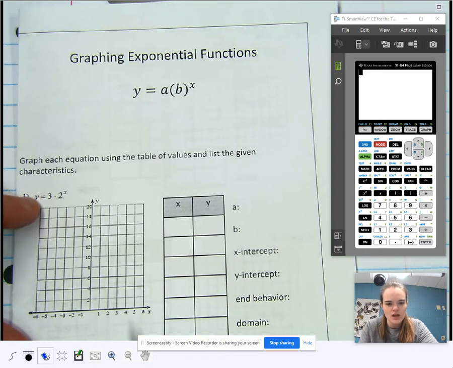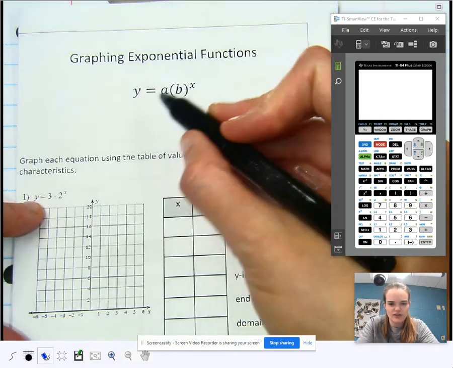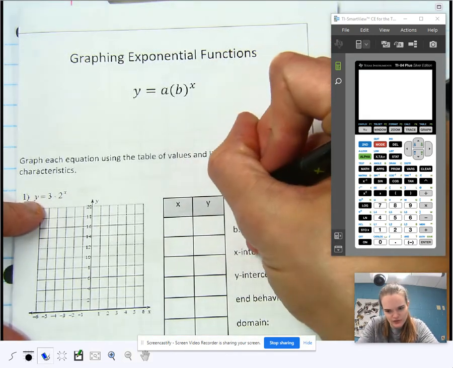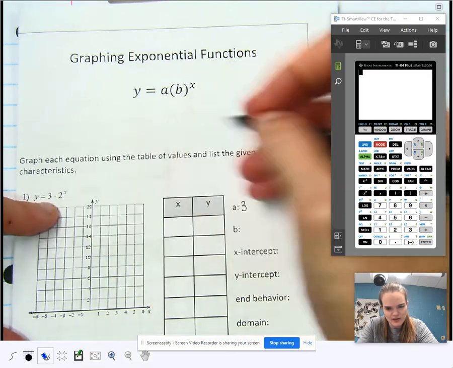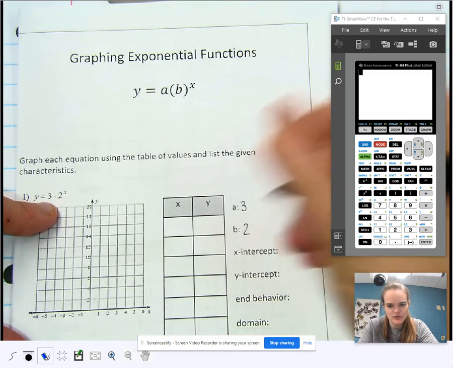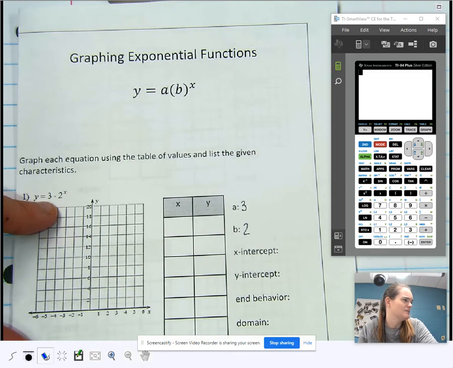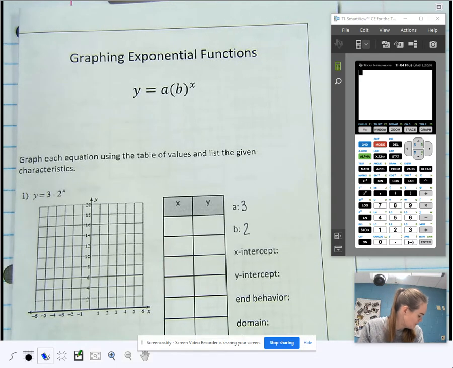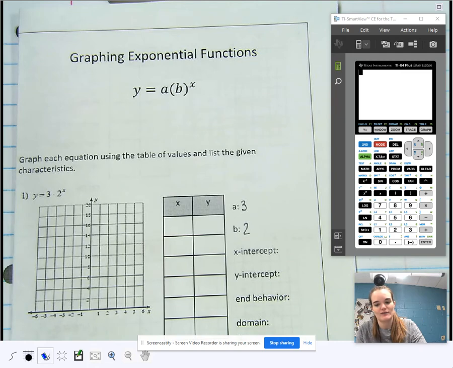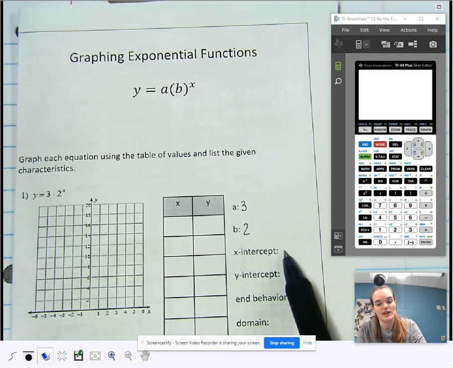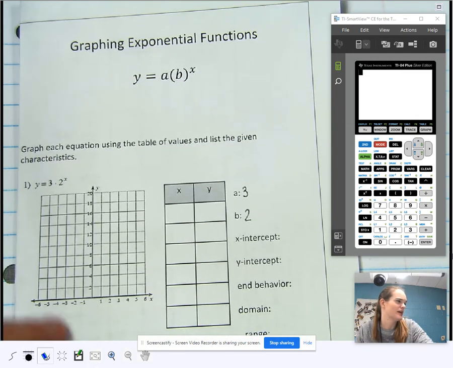The A value is always the first number, that is 3. The B value is always the second value. That's how you identify A and B. The rest of these we are going to have to do by graphing. Actually, in a minute you'll see we know the x-intercept and the y-intercept without graphing, but that's not the point.